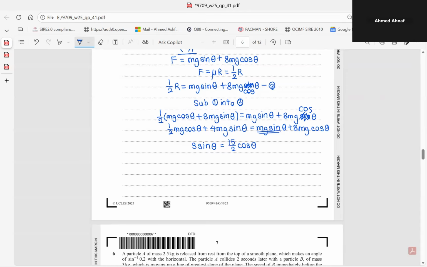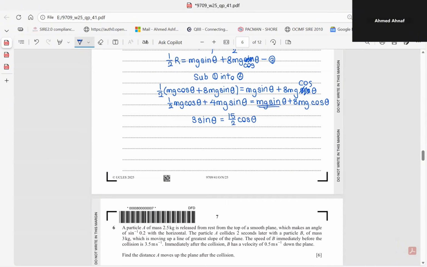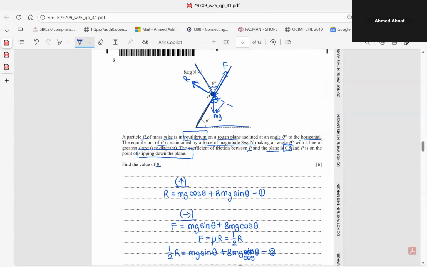Okay? Okay, now we divide by cosine theta on both sides. So cosine theta cancel out, sine divide by cosine, you get tangent. So 3 tangent theta equals to 15 over 2. And then tangent theta, you get 15 over 2 divided by 3. So 15 over 2 times 1 over 3, you get tangent theta equals to 5 over 2.